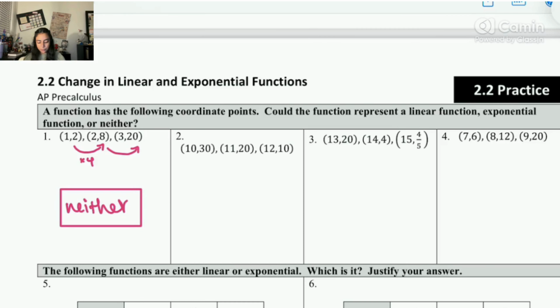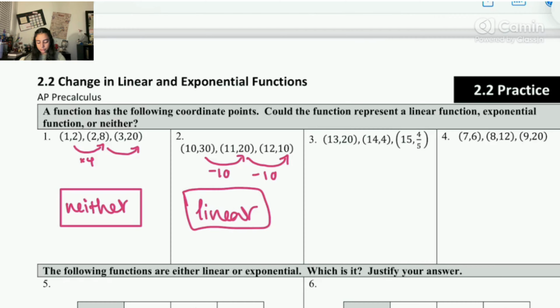For number 2, x's are proportional, 10 to 11, 11 to 12, jumping by 1. Then from 30 to 20, we are subtracting 10. And from 20 to 10, we're also subtracting 10, so we know it's linear.